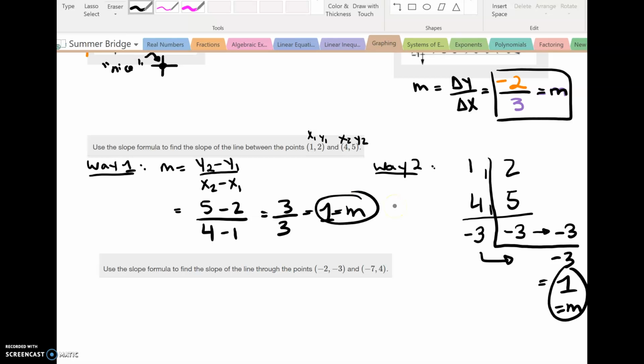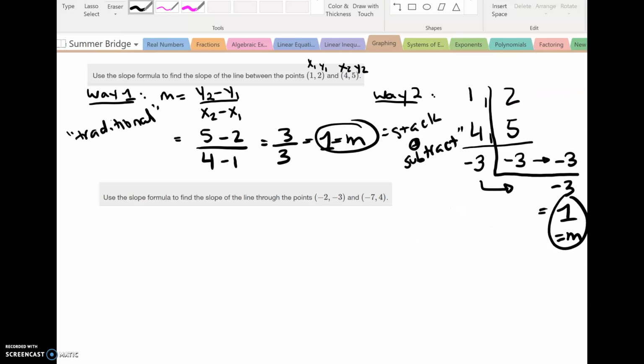I call way 2 the stack and subtract method, and then I call way 1 the traditional method. Now, does it matter which one you use? Absolutely not. It is 110% up to you. I always tell students to pick a way and go with it, okay? Whatever works for you, whatever makes the most sense to your brain. But these are 2 different strategies of getting to the same place.